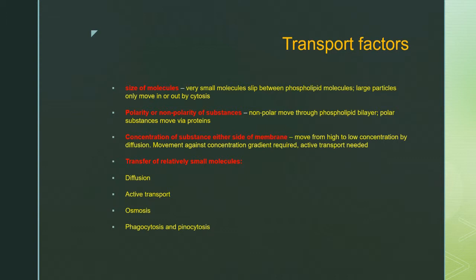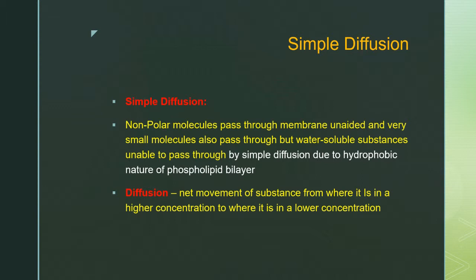The concentration of the substance on either side of the membrane also has an effect, as it will move from a high to low concentration by diffusion, and if movement against the concentration gradient is required, then active transport is needed. Now, for the transfer of relatively small molecules, you will use diffusion, active transport, osmosis, phagocytosis, and pinocytosis. We'll go into osmosis separately in a different video, and that will be quite in depth. But we're just going to start off with diffusion, and in particular simple diffusion.